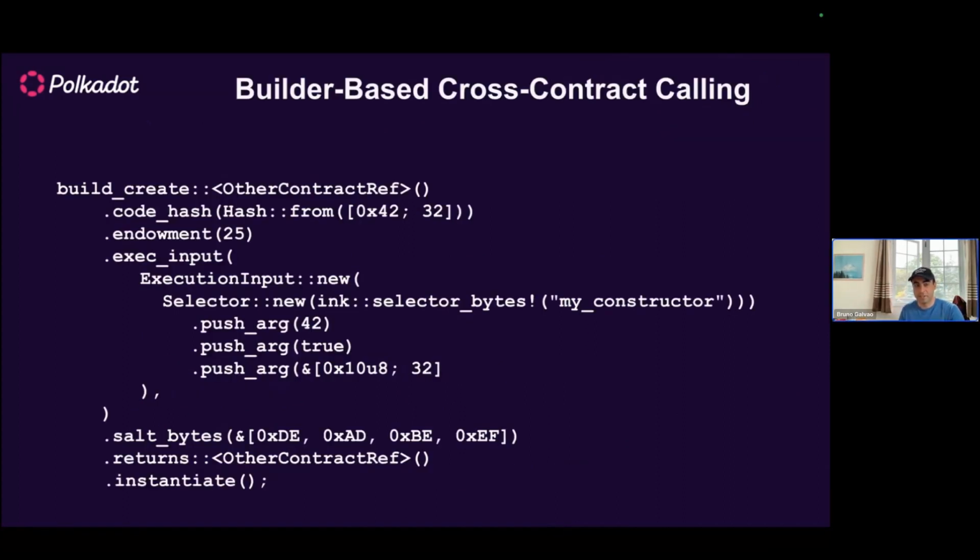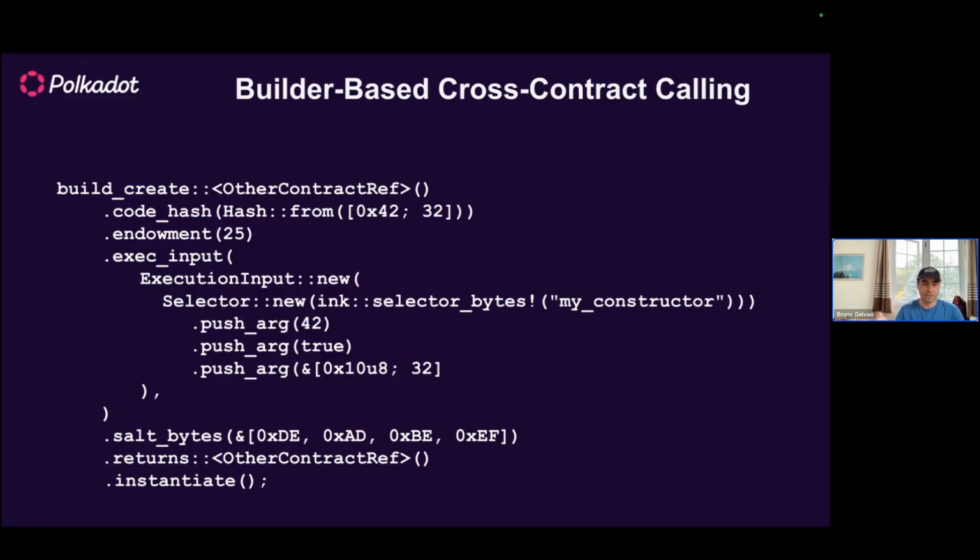And you can see this code here. There's the build_create. We're using the other contract's contract reference there. And we're taking in the code hash of the contract that we want to call. So that code hash has to be a code hash of a contract that's already on the blockchain, right? We pass it in there. And then specifically in the execution input, you can see that we're building there. What we're building there is we're going to instantiate the contract. So we're going to call the constructor of the contract using the selector_bytes macro.